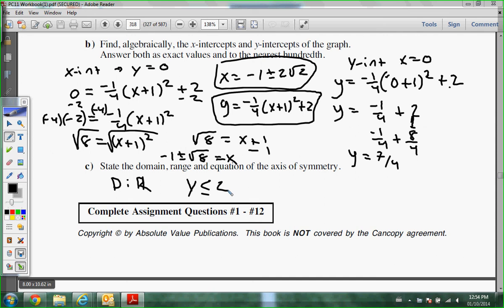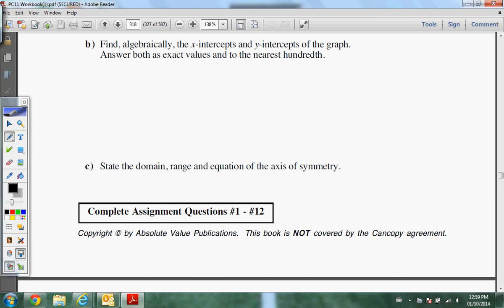And what's my axis of symmetry? Our vertex is negative 1 and 2. This is our max or min, and this is our axis of symmetry. So your axis of symmetry is x equals negative 1. If you had a vertical line at negative 1, it'd go right through the parabola and cut it in half. All right, that's it.